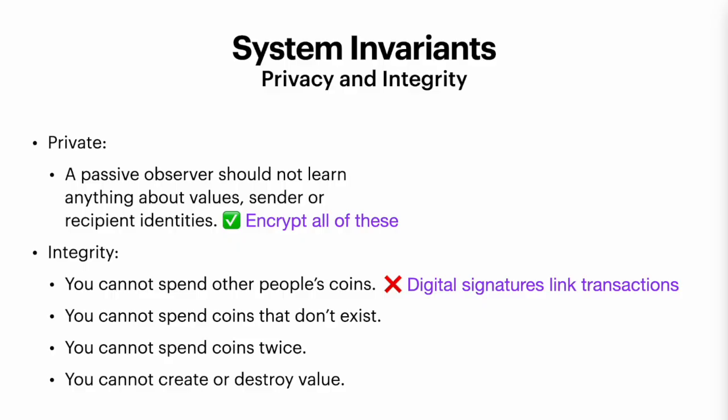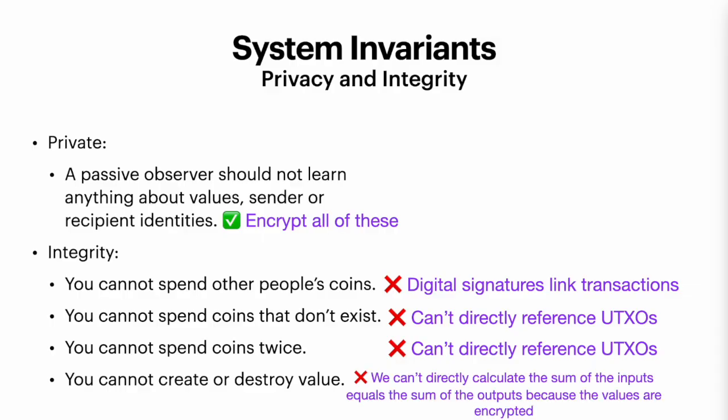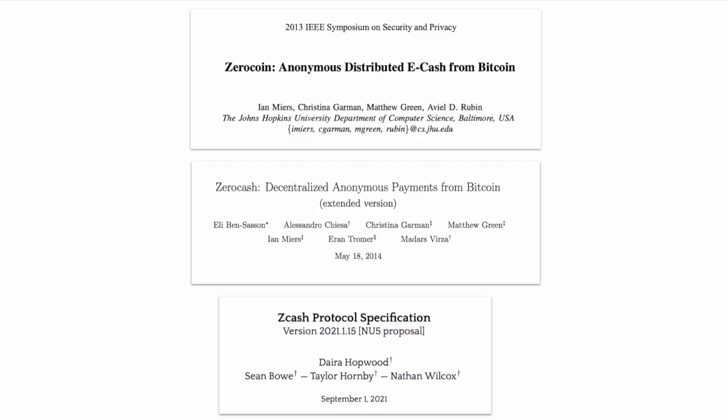The next two properties, not making up coins and not spending coins twice, we've got a problem there too, because we just established we don't have access to the transaction graph, so we can't have nodes check references to UTXOs in the transaction graph. So we can't check those. And for checking the value balance in a transaction, the values are encrypted, so we can't just directly sum them like we were doing before.